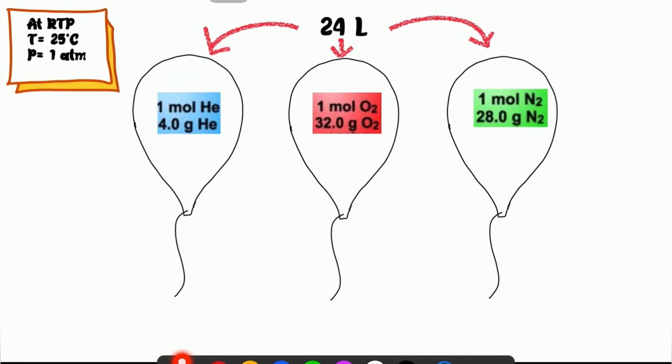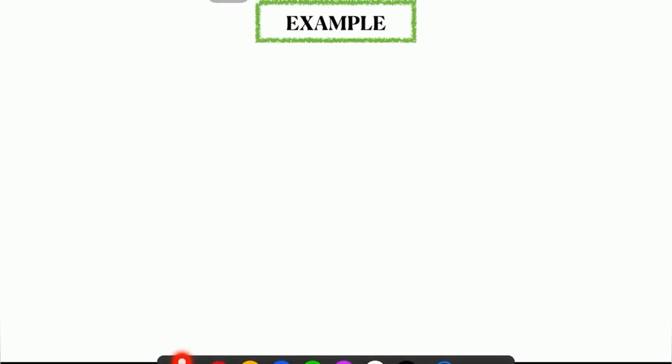Alright, and another condition, room temperature, which is 25 degrees C. There, 1 mole of gas will occupy 24 liters. So here you can see that all the balloons have 1 mole. Each balloon has 1 mole of helium, oxygen, and nitrogen gas, so it occupies 24 liters because this is the condition at room temperature. And let's see the example.